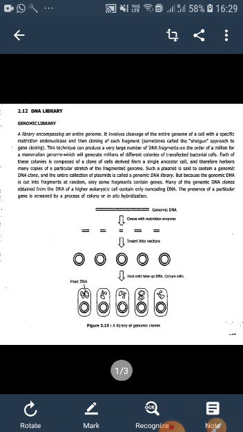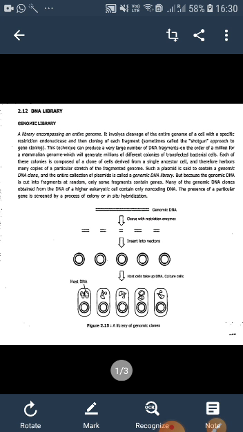of transfected bacterial cells. Now these colonies, each composed of a clone of cells derived from a single ancestor cell, contain many copies of a particular stretch of the fragmented genome, and that plasmid is said to be a genomic DNA clone, and the entire collection of plasmids is known as a genomic DNA library.